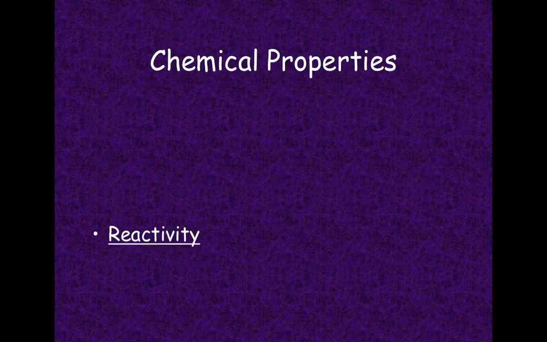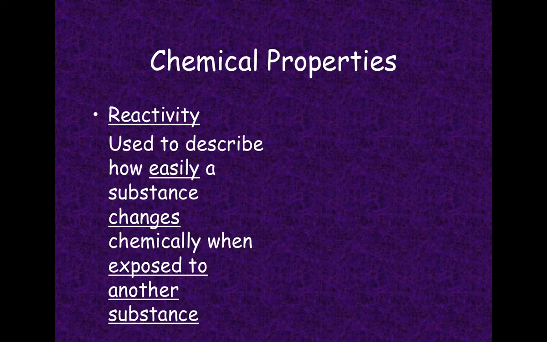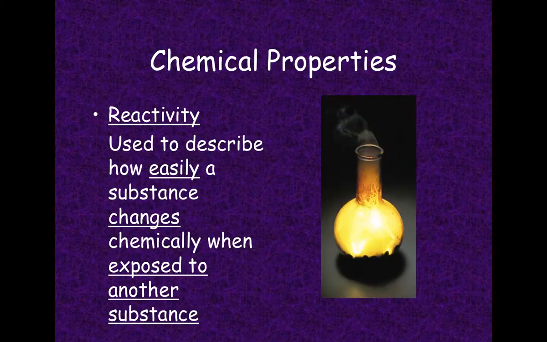The other chemical property is reactivity, and this is used to describe how easily a substance changes chemically when exposed to another substance. We have some substances that change chemically very easily, and we have some that very rarely change their chemical identity. And this actually helps us to figure out what we're working with.